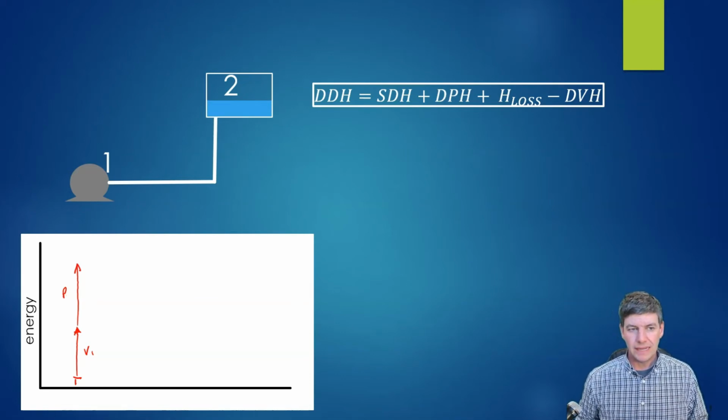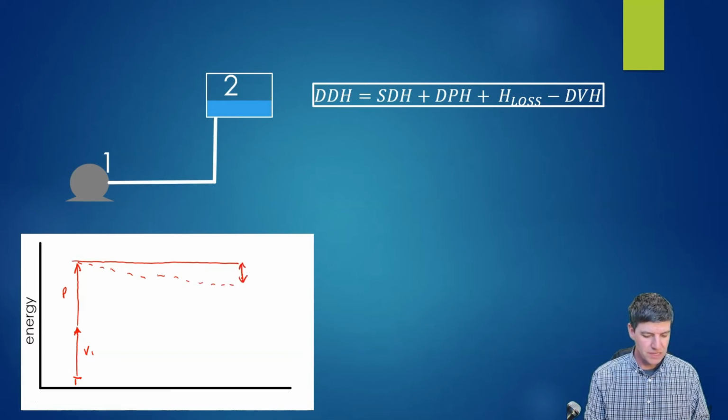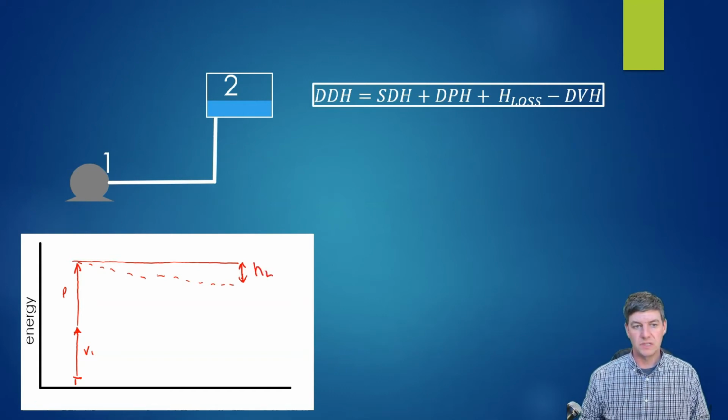Now at my outlet, as I move from 1 to 2, we have a few things that are going to change. First of all, my total amount of energy is going to drop because of friction. As I move through my system, I am going to have some losses in friction, which means that some of my total energy is lost. So I have a head loss that exists.